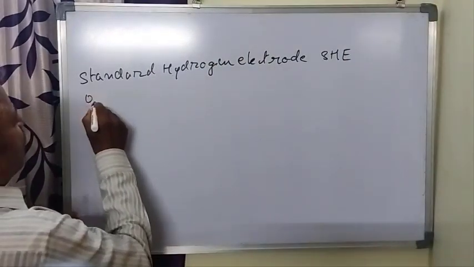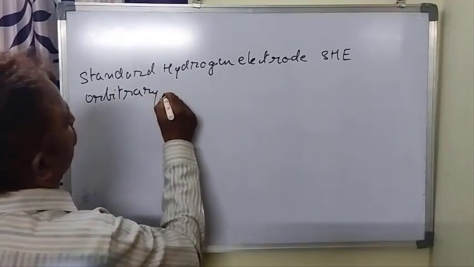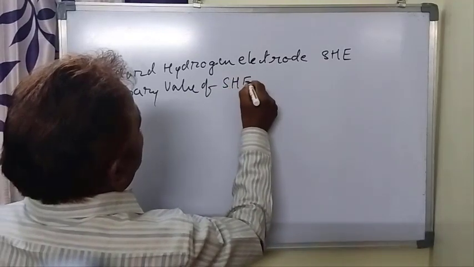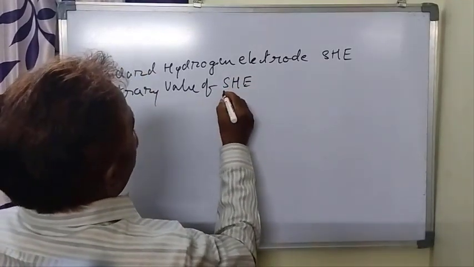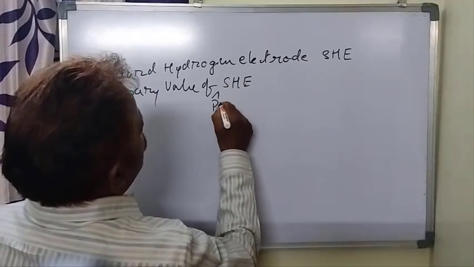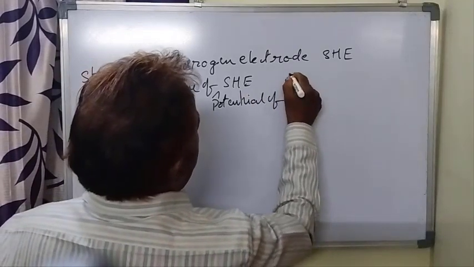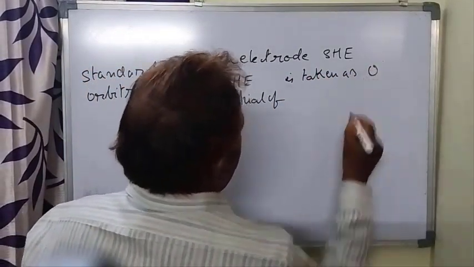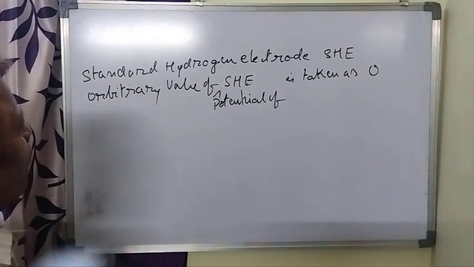Now the arbitrary value of SHE, standard electrode potential, the arbitrary value of potential of SHE is taken as 0. So it is recommended by IUPAC.